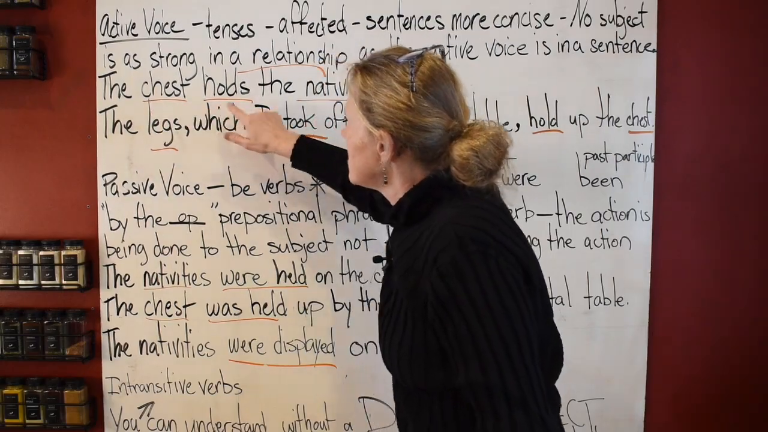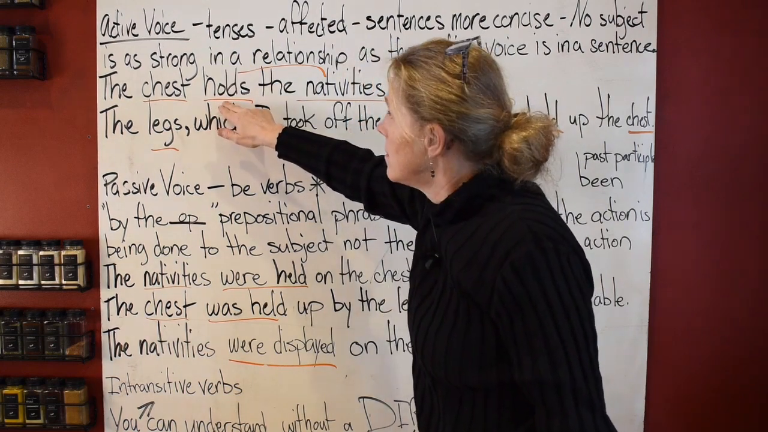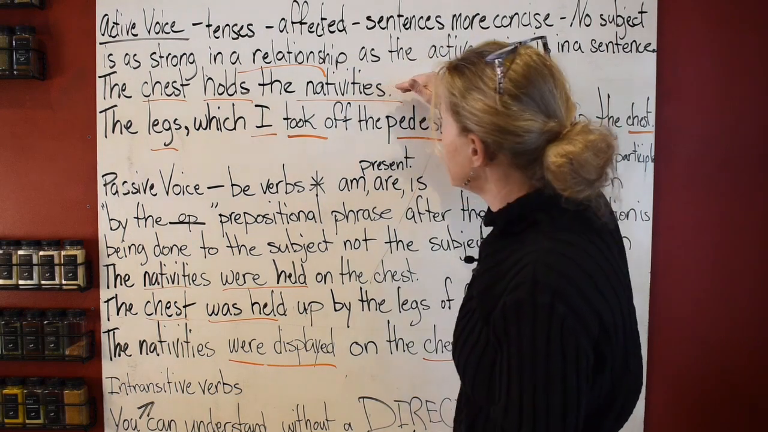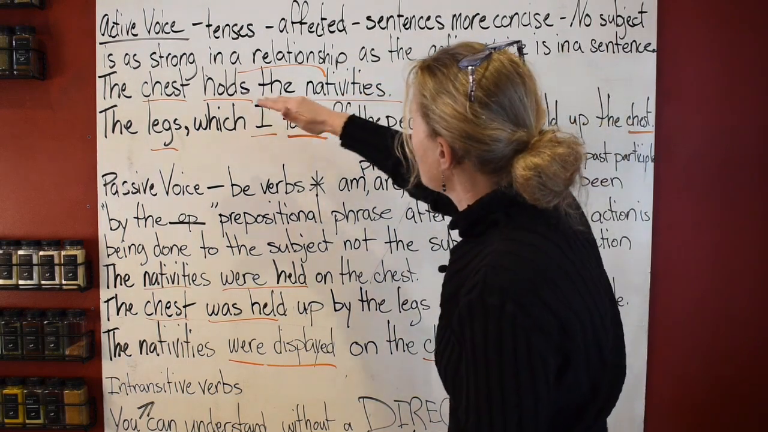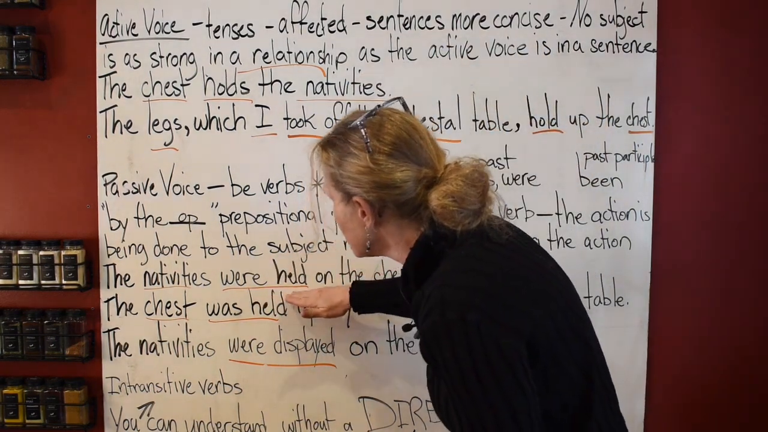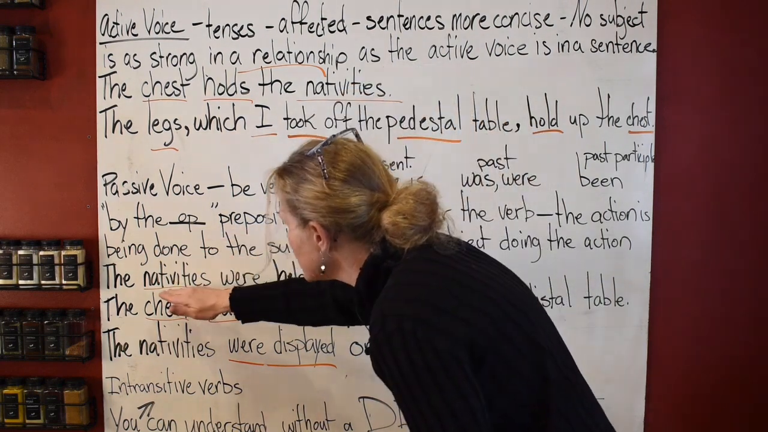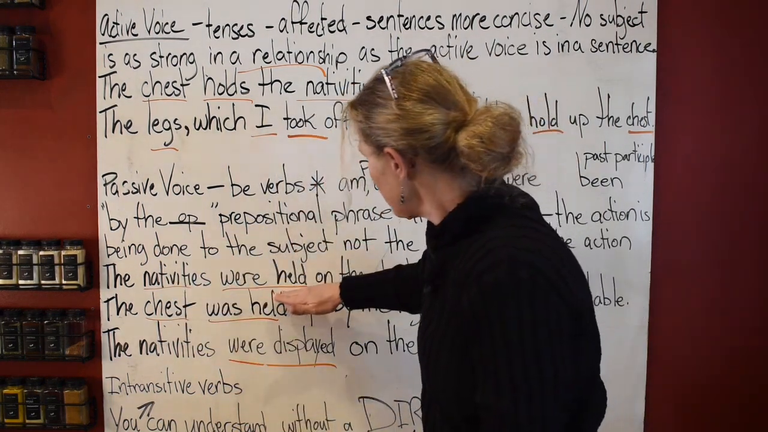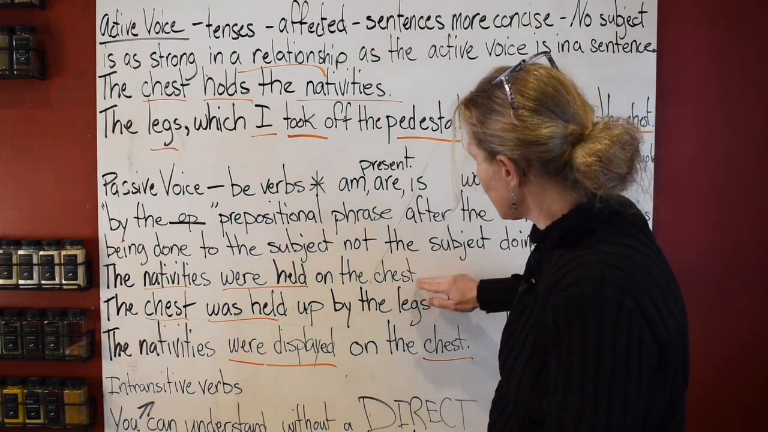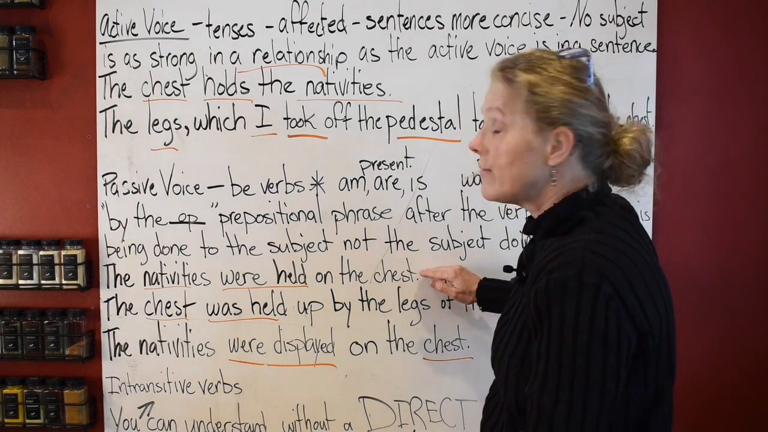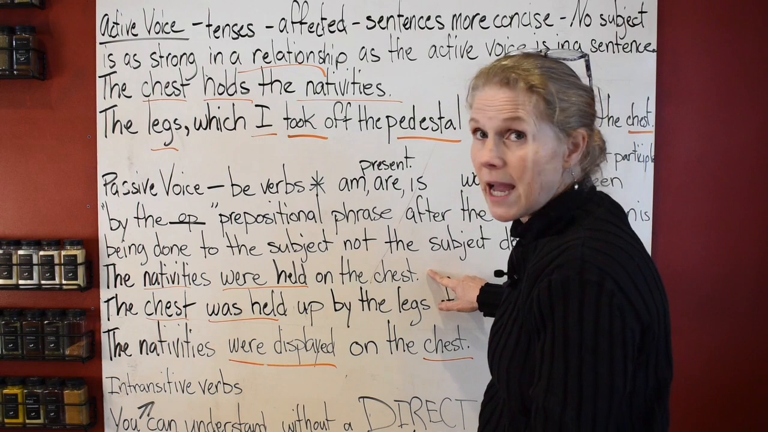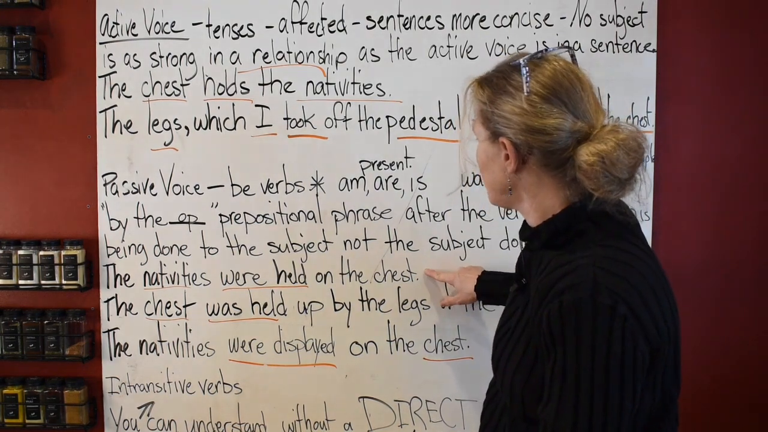So your subject is doing the verb. The chest holds. And then, what's it holding? Then you have your direct object. The chest holds the nativities. But here, the action right here is being done to the subject. And then you have your prepositional phrase right here with the object of the preposition, that if you want to change it to active voice, you use this word to change it to active voice. And that's where you find it.